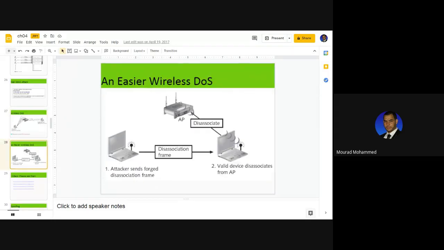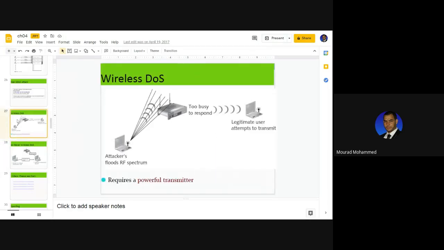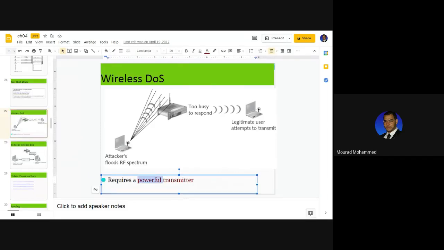In the same regard, it is not only a strong signal that succeeds in doing a wireless DoS, but one of the attacks is to use a strong signal. A powerful device that sends a strong signal would occupy the network device, the wireless network device.